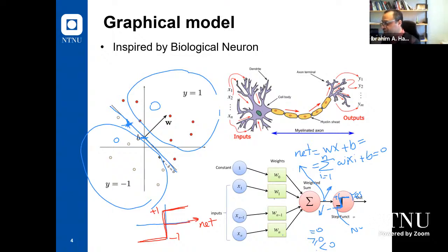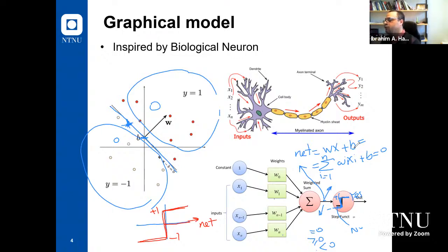So the perceptron is very simple and it's inspired by this biological neuron here and the mathematical model. This is a model, net equals omega x plus b. We will train the model. How will we train the model? We need to adjust omega and b until we have good performance.